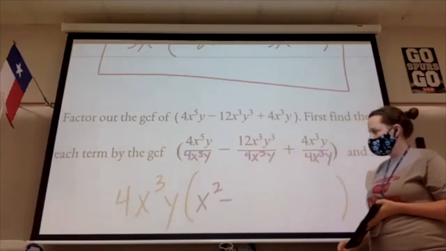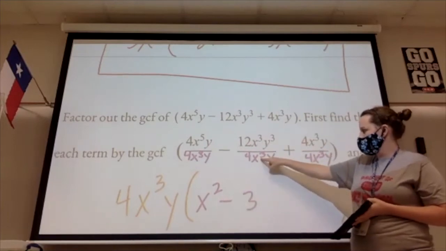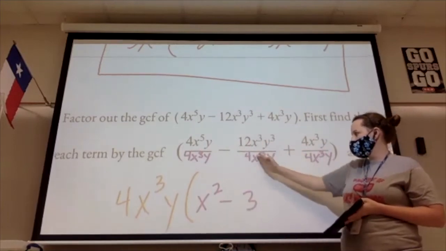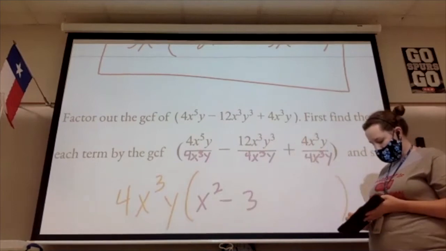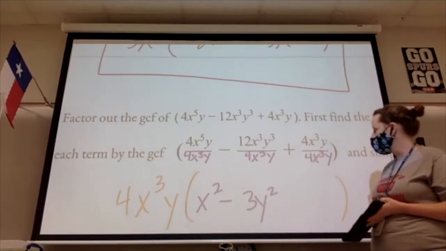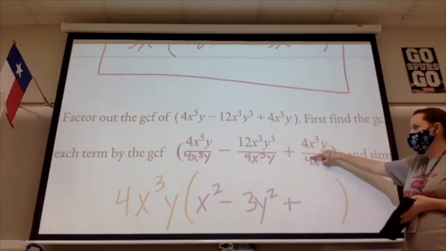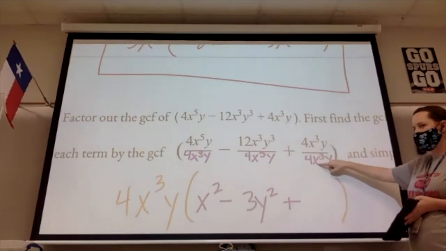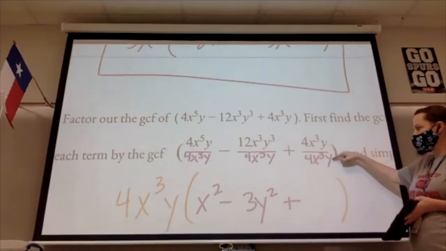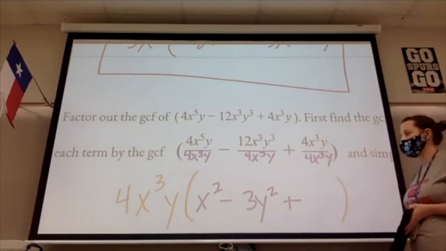Then I see a minus sign, so I'm going to bring down a minus sign. 12 divided by 4? 3. X cubed divided by x cubed? 1, so I don't need to write that. Y cubed divided by y? Y squared. Okay, plus sign, bring that down. 4 divided by 4? X cubed divided by x cubed? Y divided by y? So these two match exactly, numerator and denominator.